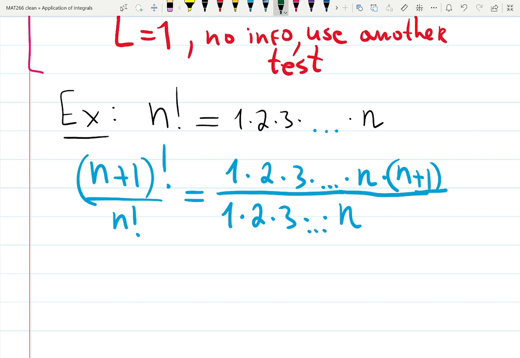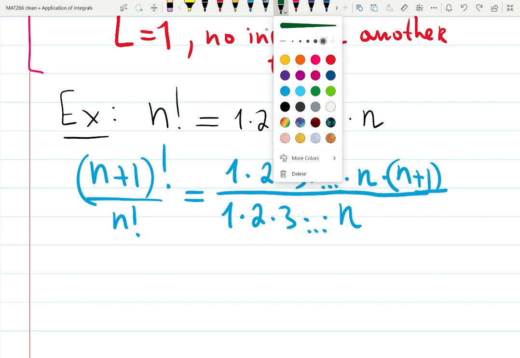So we have products this time. Since we have products, all of these cancel out. 1 over 1, 2 over 2, n over n. And usually people show it like so.